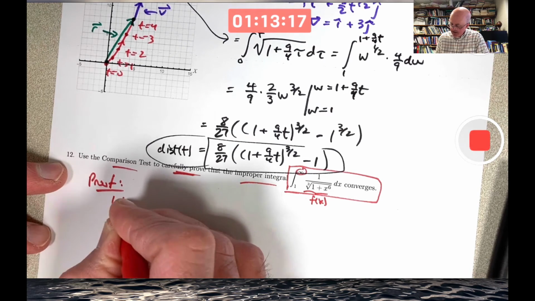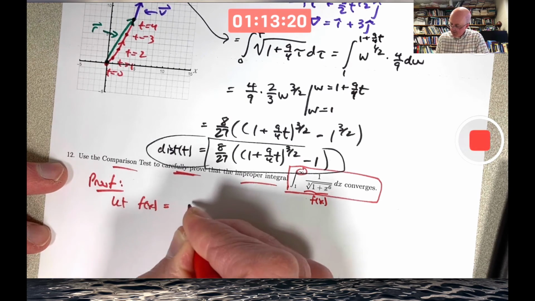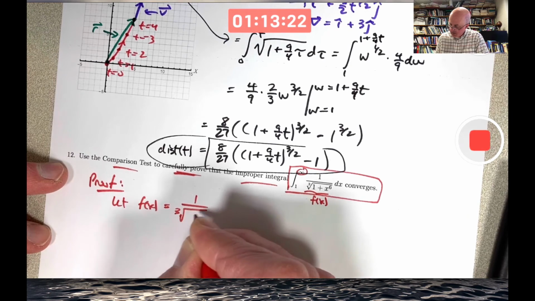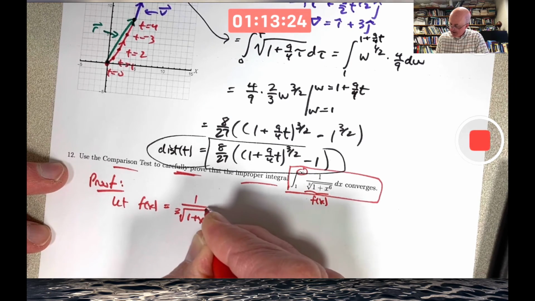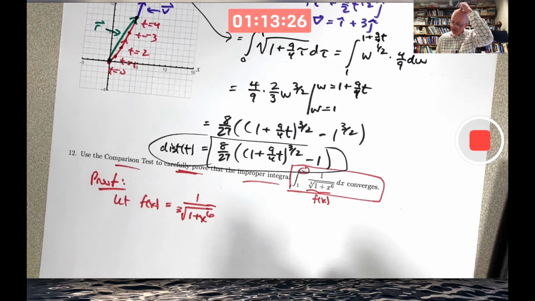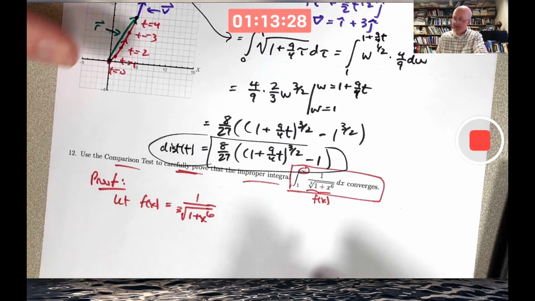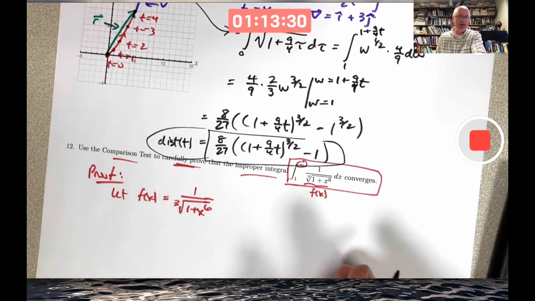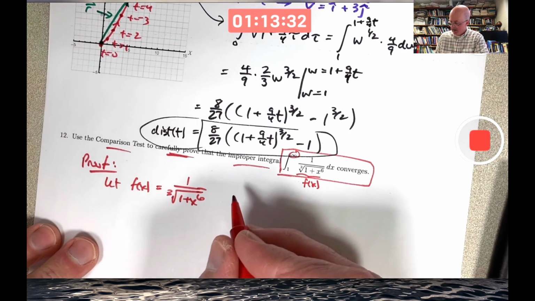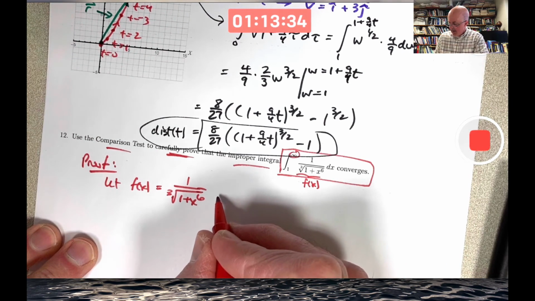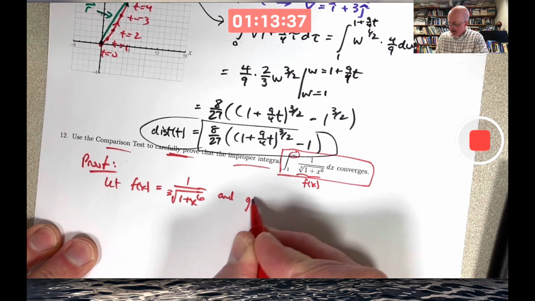So we're going to let f of x be this function, 1 over cube root of 1 plus x to the 6th. I don't want to integrate that function. In fact, I had Mathematica do it before I made this video, and it was not a pleasant thing to look at. It involves something called the gamma function.